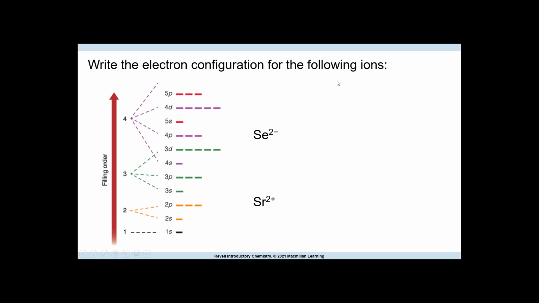Now write the electron configuration for ions. Now remember, if it's a negative, it means it has more electrons than protons. Look at what the atomic number is, and in this case, add 2. For strontium, it's a positive charge. It's a cation. So look up what strontium is and then take 2 away. Why? Because this means that you have more protons than electrons, which leaves it with a positive charge.